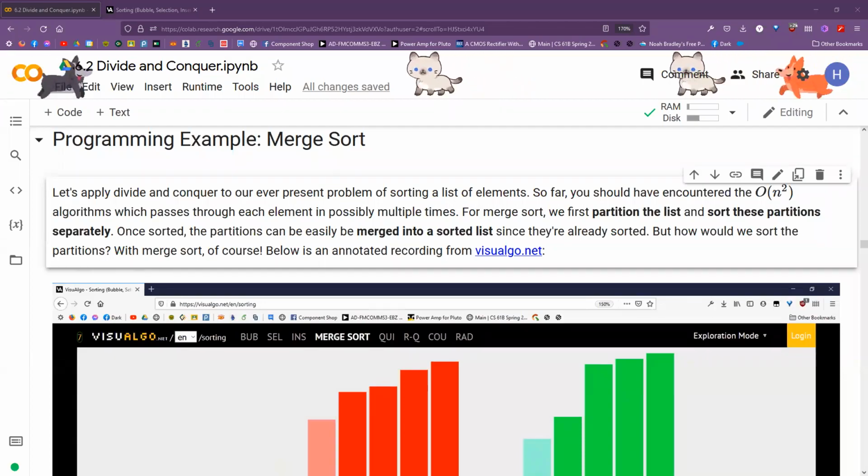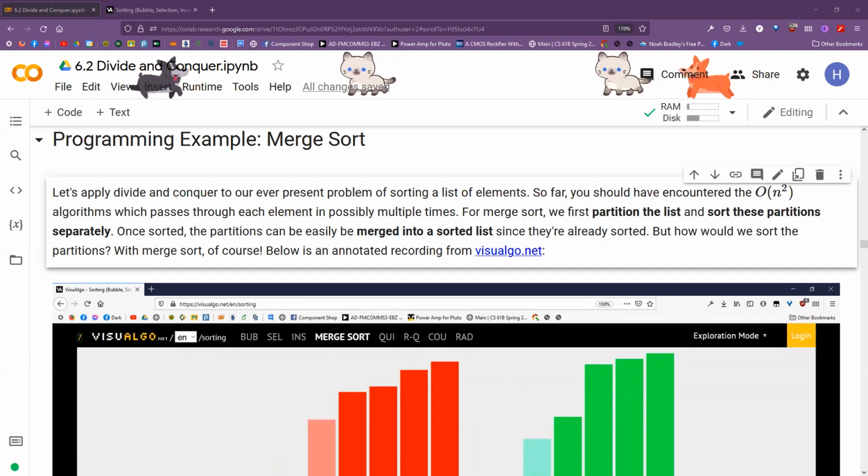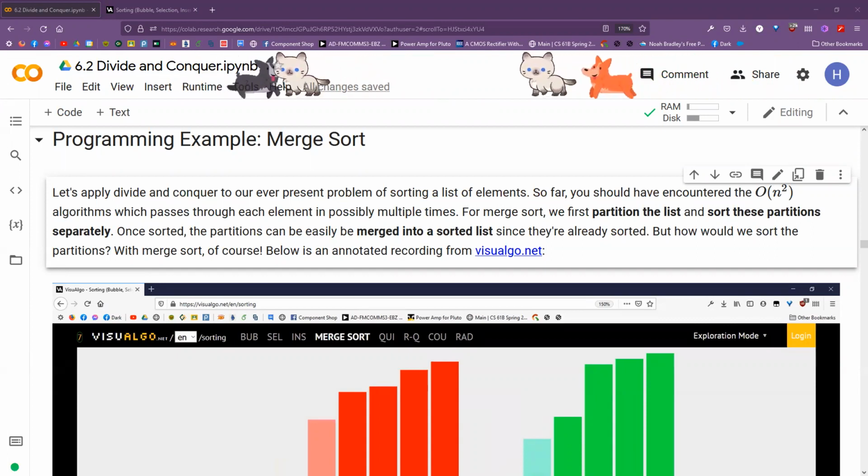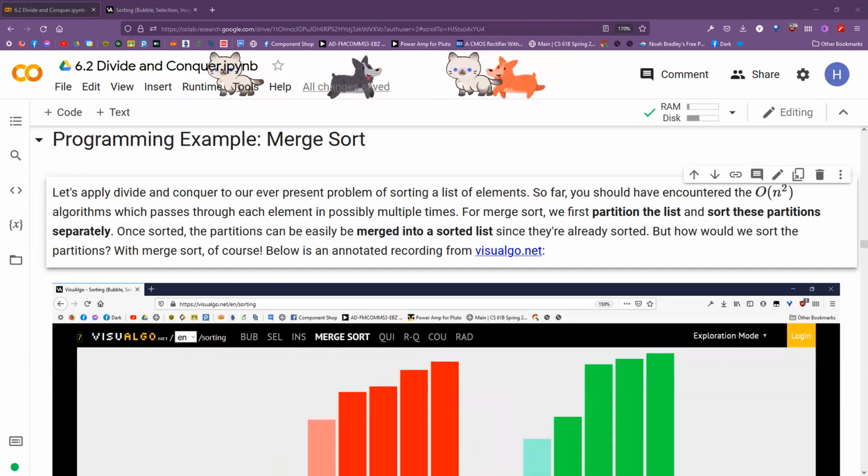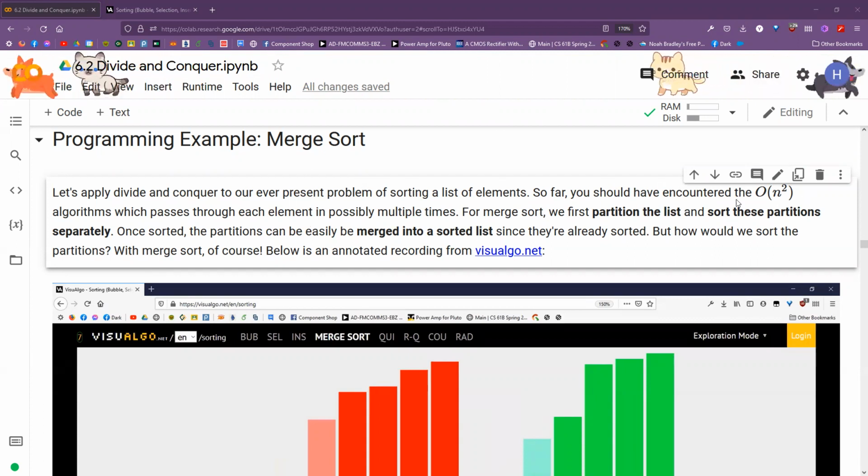Okay, welcome back. So in this video, ang topic naman natin is another divide and conquer algorithm called merge sort. Yung mga sorting algorithm na na-encounter natin so far should be at around O(n squared) yung kanilang time complexity, kasi yung pag-pass through ng kada element is multiple times. So here we have a divide and conquer approach in sorting called merge sort.